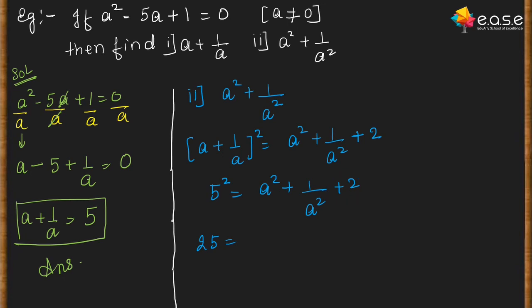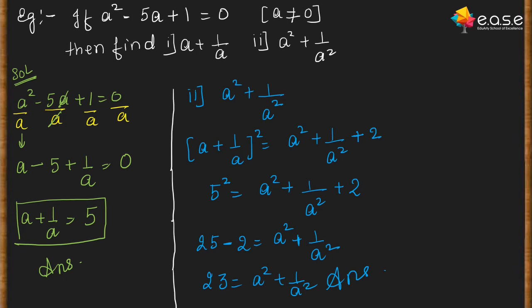This 2 here, can you see this 2? If you take it on the left hand side, okay, we shift it, we take it from here and we shift it to this side. That will become minus, correct? So we can write this down as 25 minus 2 is equal to a square plus 1 by a square, which is equal to 23. Correct? This is your answer, and this is the end of the introduction of your exercise 4a.